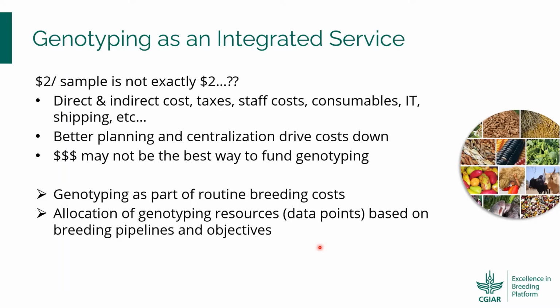Why so? Breeding programs often have to factor in various direct and indirect costs, given that we're in the CG, and then sometimes we have to pay certain taxes. Staff costs for sampling are often not included. There are consumable costs such as the sampling plates, and there are also IT costs and informatics costs to support the data interpretation. These are often not properly costed in when breeding programs go about doing their genotyping. So no doubt, better planning and centralization will drive the cost down.